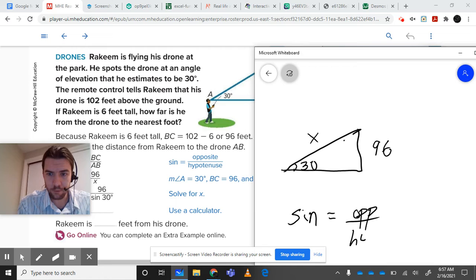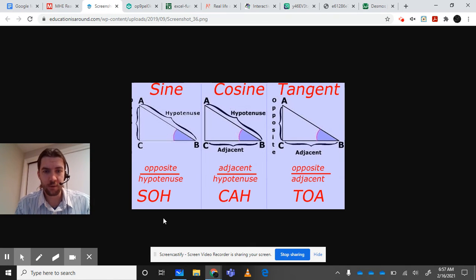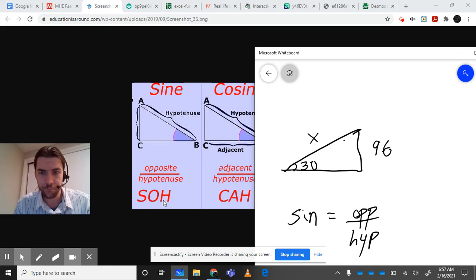over hypotenuse. The way that people memorize those is they memorize this phrase on the bottom, SOHCAHTOA. That's how we'll remember. Sine is opposite over hypotenuse. Cosine is adjacent over hypotenuse, and tangent is opposite over adjacent. SOHCAHTOA. So we're doing the SOH part.